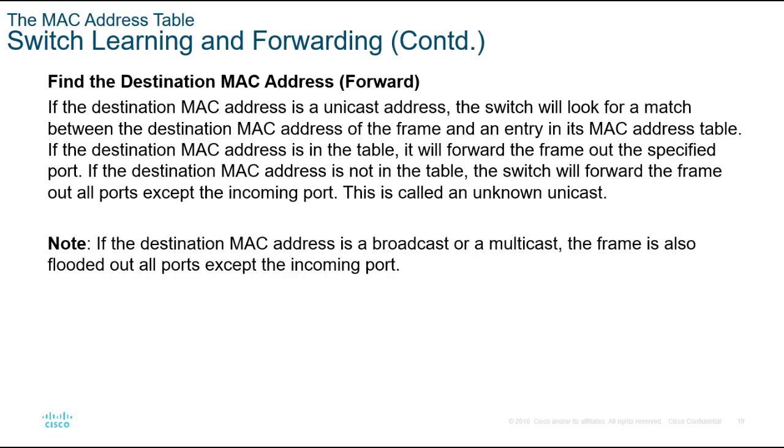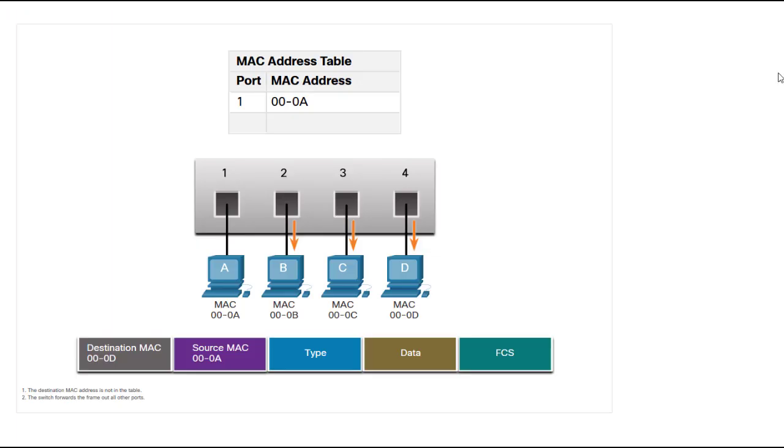If the destination is a unicast address, the switch will search the MAC address table, and if it finds a match, it will forward the frame out the designated port. If the destination unicast MAC address isn't in the table, that's called an unknown unicast, and the switch will forward the frame out all ports except the incoming port. In the figure, the switch receives a frame from PCA destined for PCD's MAC address, and since the switch doesn't have PCD's destination MAC address in its table, the switch sends the frame out all ports except incoming port 1. That's called an unknown unicast.